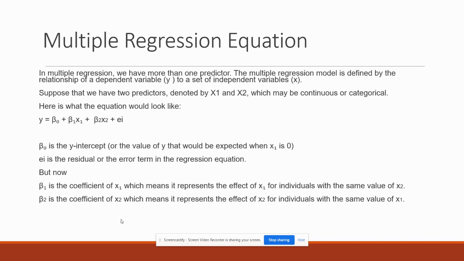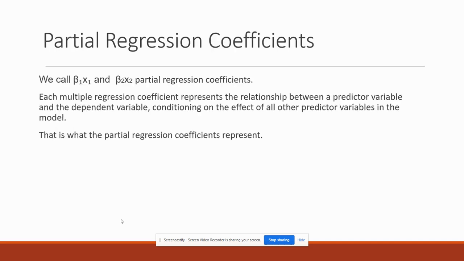But now your beta 1 is the coefficient of x1, which means it represents the effect of x1 for individuals with the same value of x2. And beta 2 is the coefficient of x2, which means it represents the effect of x2 for individuals with the same values of x1. So basically we are looking at the relationship between the x's. Because now I've got more than one x, I've got to make sure to measure how those x variables relate to one another.